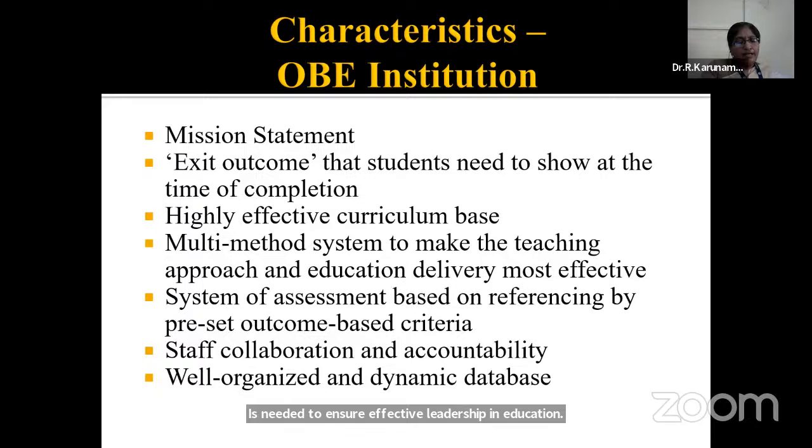A well-organized and dynamic database is also required, because technology plays a very big role in implementing outcome-based education in institutions. So we introduce a dynamic database with detailed definitions of outcomes, key factors for evaluating effectiveness, and improving conditions that ensure success in achieving the exit outcomes.